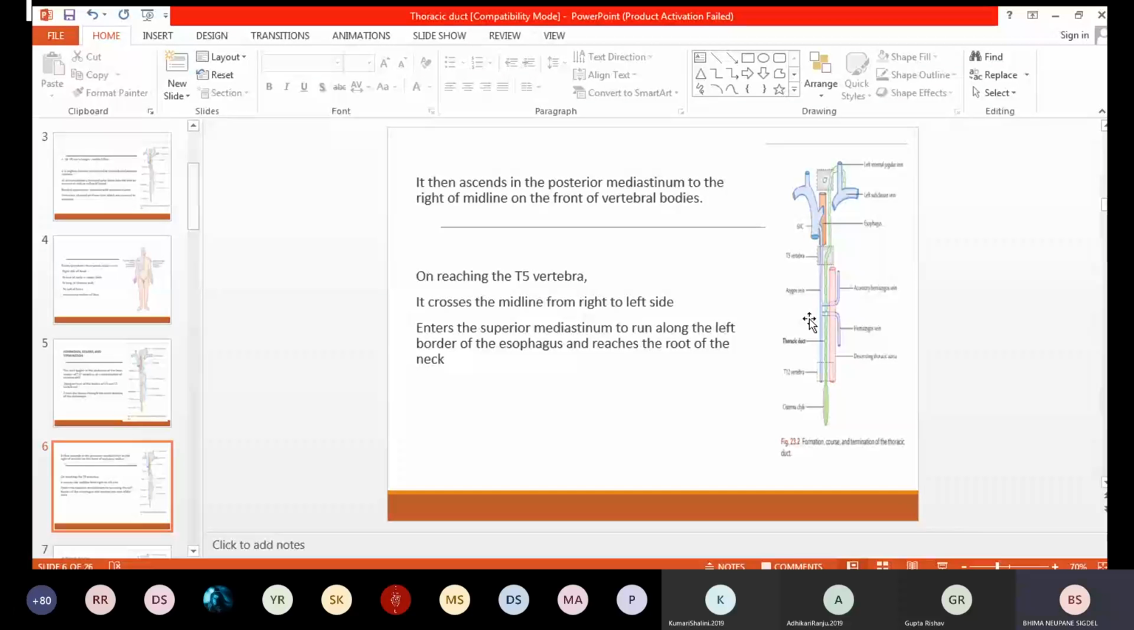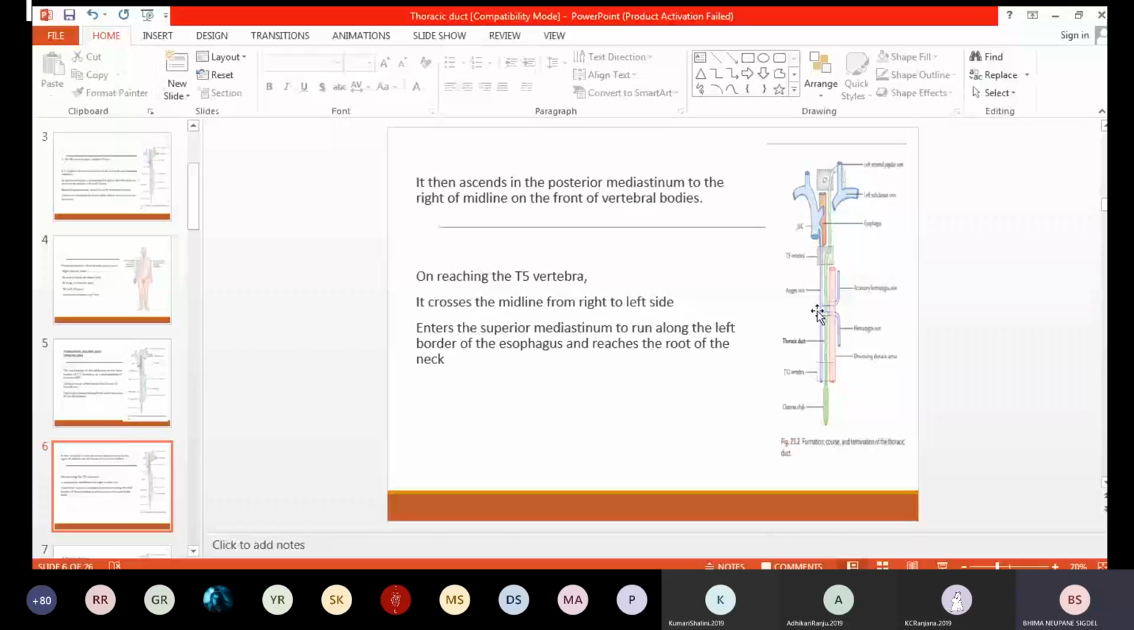Posterior mediastinum. Okay, the mediastinum is very, very important, the structures lying in the posterior mediastinum, and the middle mediastinum is also very important for the exam. So now one more structure is added in the posterior mediastinum along with the azygous vein: the thoracic duct ascends in the posterior mediastinum. You can see the vertebral body is in the midline, this side is the right side and this is the left side.